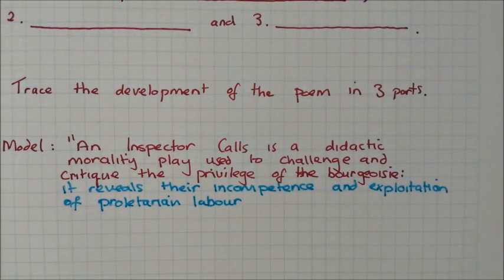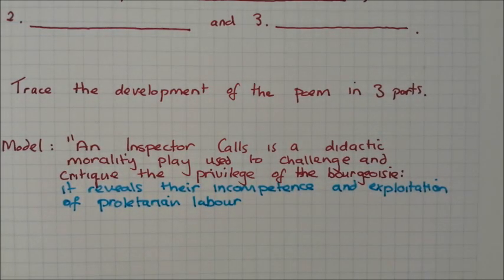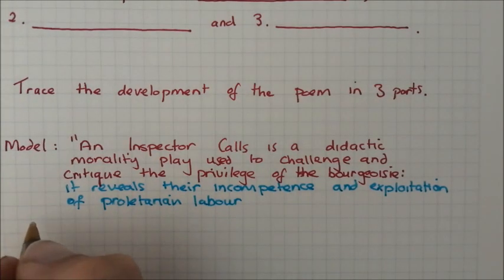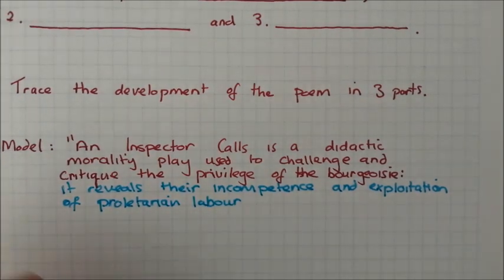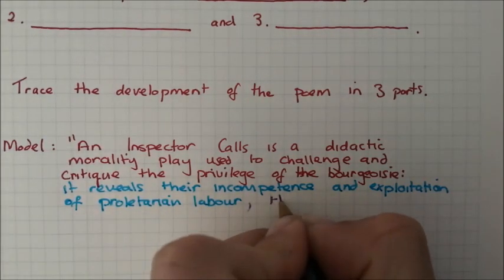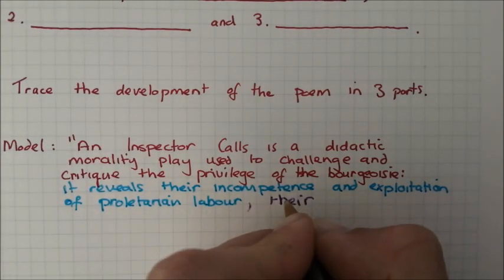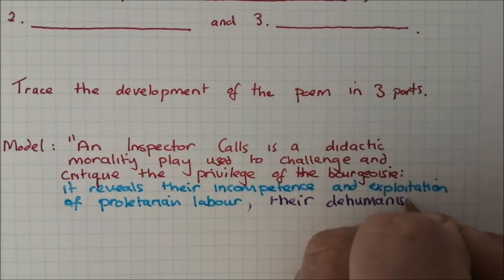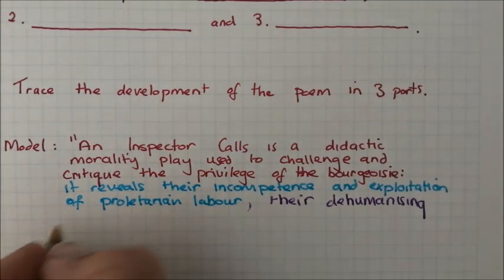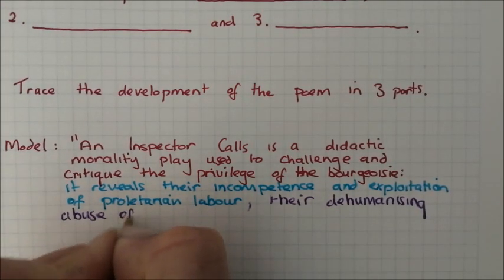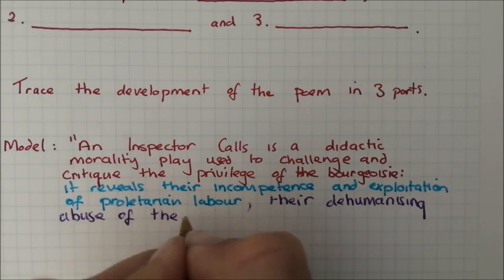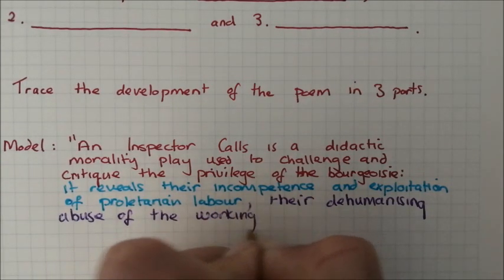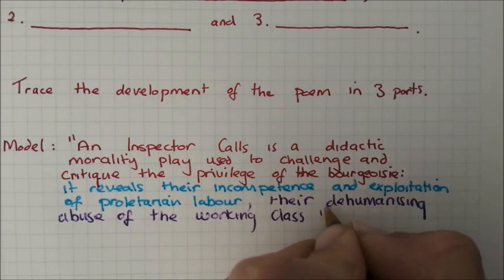And what's the next thing? Well, I guess they also treat Eva in a particularly dehumanising way, and they treat her body in a particularly dehumanising way. So I guess the next bit would be something along the lines of their dehumanising abuse of the working class body.